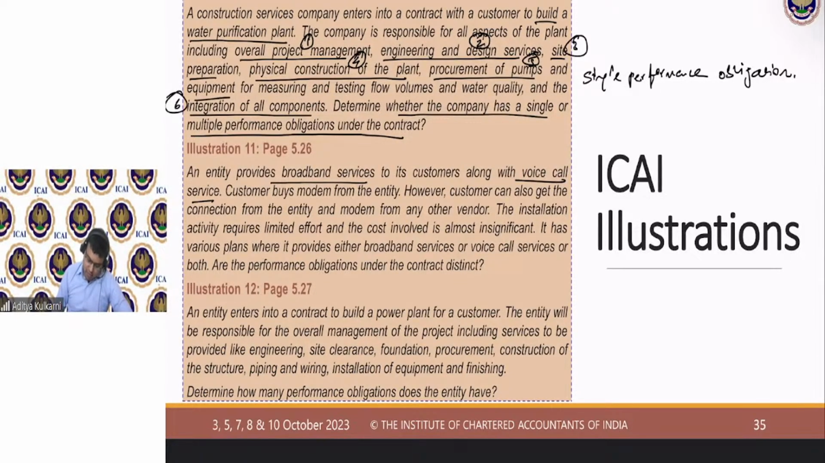However, customer can also get the connection from the entity and the modem from any other vendor. Installation activity requires limited effort. The cost involved is almost insignificant. It has various plans where it provides either broadband or voice call or both. Are the performance obligations under the contract distinct?